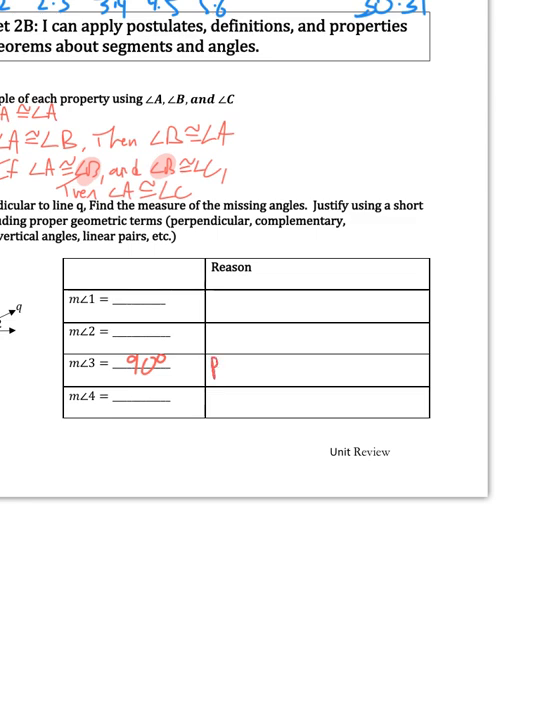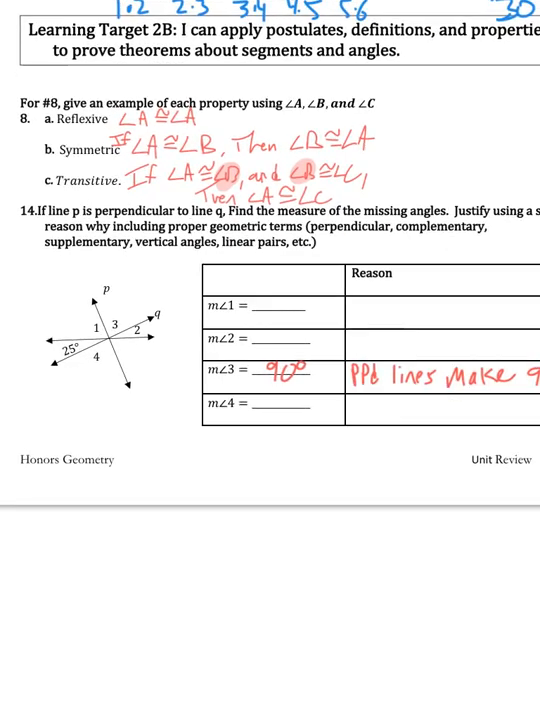Okay? So PPD is an abbreviation for perpendicular. We'll use that. So perpendicular lines make 90 degree angles. All right. So that's why angle 3 is there. Then, well, P and Q are 90 degrees, so how do we find angle 1? Well, these two angles are complementary, right? So if we have 90 minus 75, then that gives us 15.